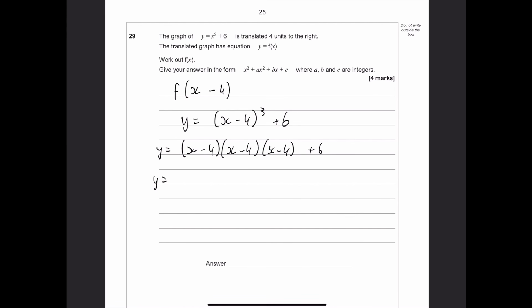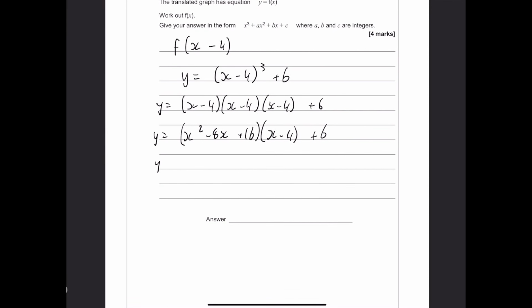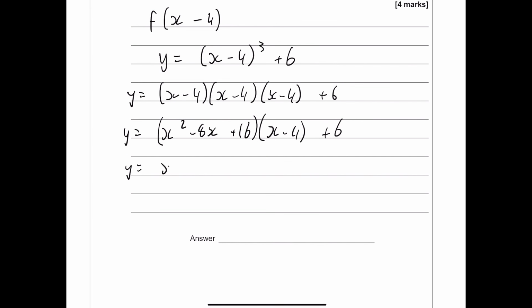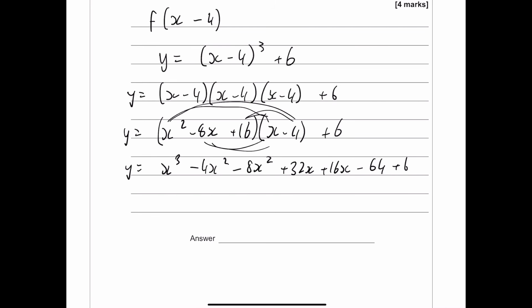So the best way to deal with it is we just do 2 of them first, so x squared minus 8x plus 16, but then we have to multiply all that by an extra bracket. So y equals x cubed minus 4x squared minus 8x squared. So all I'm doing is kind of the claw method, but 3 times with all the different numbers, just like that. Plus 32x, add 16x, minus 64. Add 6 at the end, because this one follows through.